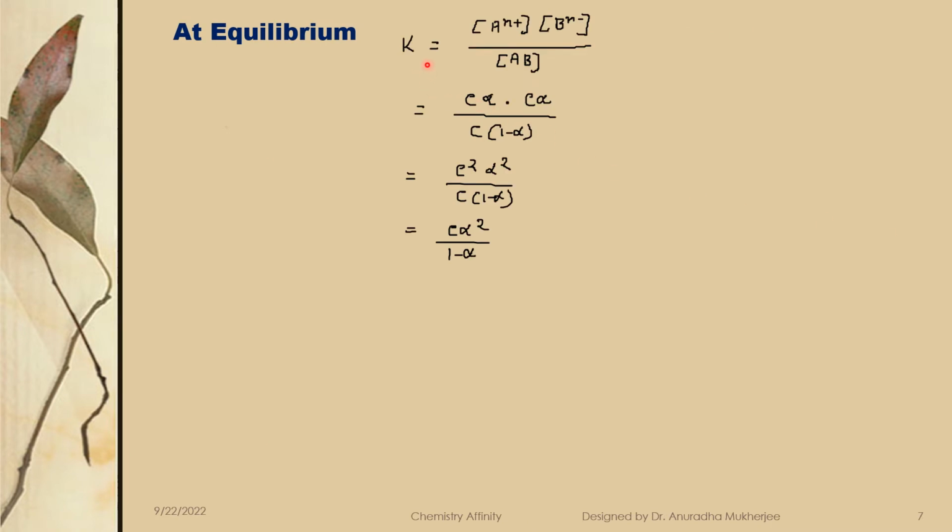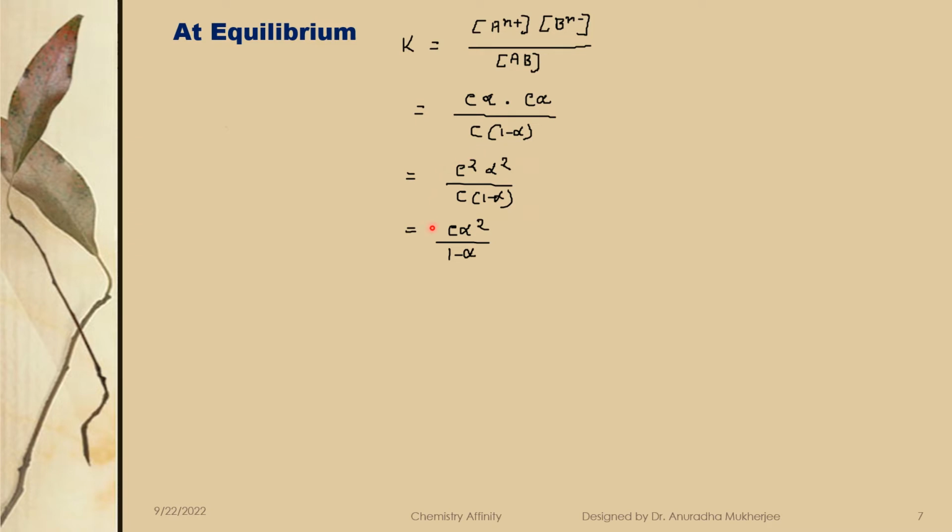Now at equilibrium, K is the ionic equilibrium constant. So it is the concentration of products divided by the concentration of reactant. From the previous equation we have seen that the concentration of products is C alpha, so we have to put this value. And the concentration of reactant is C minus C alpha. So we can write this equation like that, C into 1 minus alpha.